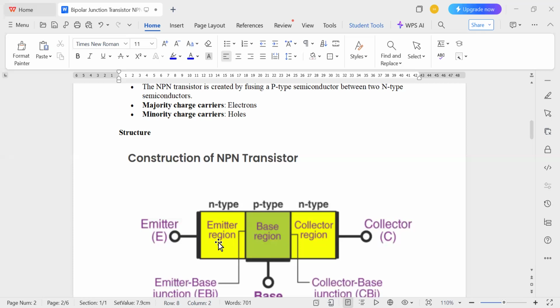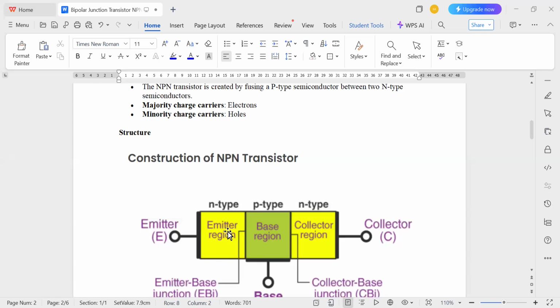The emitter is heavily doped, so it will have a high concentration of charge carriers. That is, electrons are the majority charge carriers in the emitter region, and holes are the minority carriers. The size of the emitter is small compared to the collector region, but it is larger than the base region. And it is heavily doped compared to the collector region.